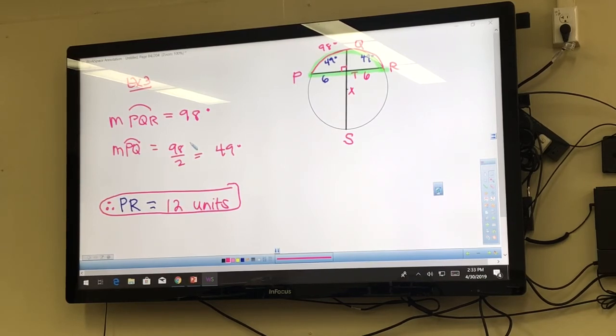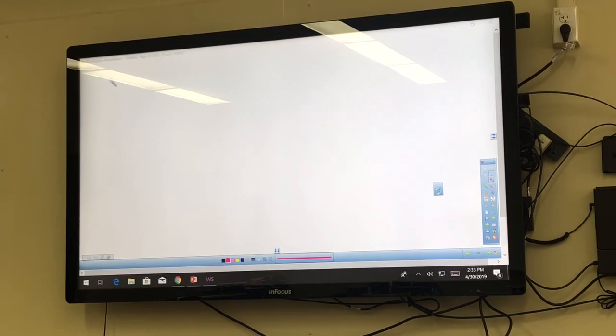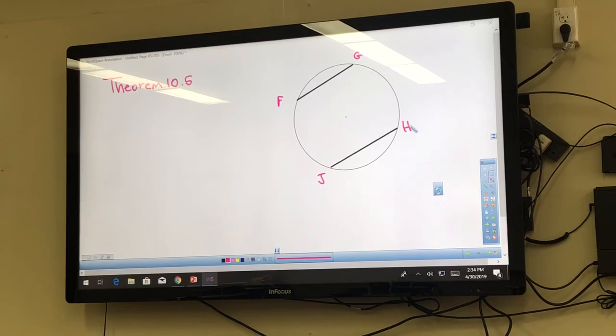All right, last theorem. In theorem 10.5, of course, we have a circle. It says in the same circle or in congruent circles, two chords are congruent if and only if they are equidistant from the center. So I have a chord, I'm going to call that chord FG. I have a chord, I'm going to call that chord JH. So this is FG, and this is JH. And it says the two chords are congruent if and only if they are equidistant from the center.